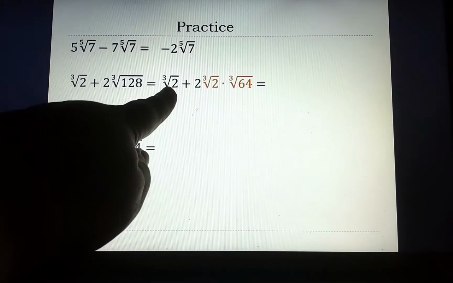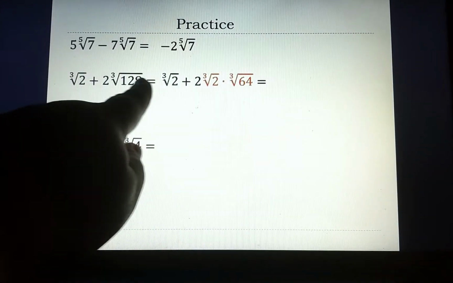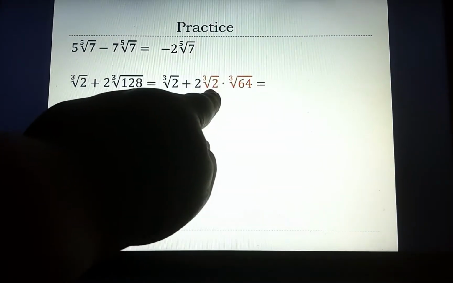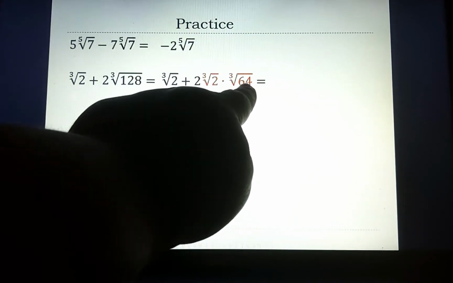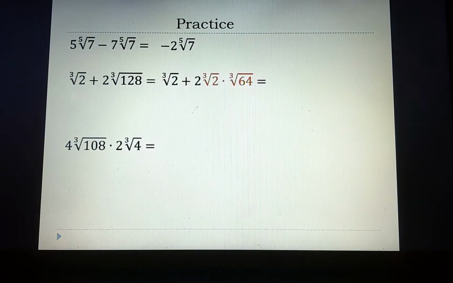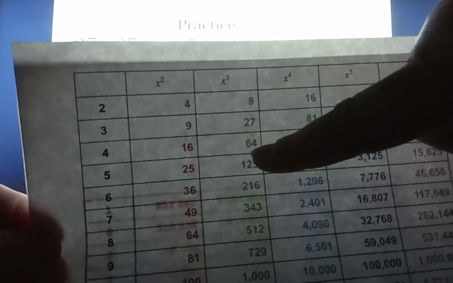So I kept this third root of 2 and the plus 2, and then I broke this down into the third root of 2 that I knew I needed, times my third root of 64. Now this is on my perfect squares paper. Okay, x to the third, I see 64 becomes 4.